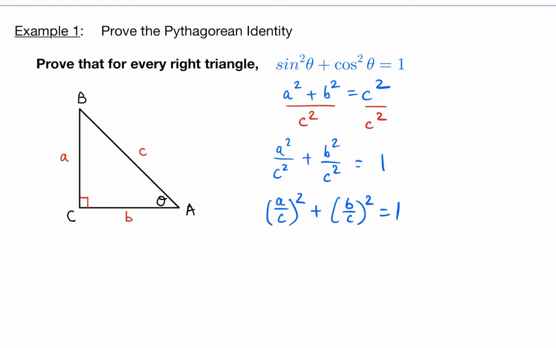If you recall from SOHCAHTOA, the trig ratio that has a over c is opposite over hypotenuse, which is sine. So we can say that the sine of theta, which replaces a over c, squared plus, what is b over c relative to theta? Well, b over c would be adjacent over hypotenuse, and that's equivalent to the cosine theta ratio. So this is cosine of theta squared, that is equal to 1.